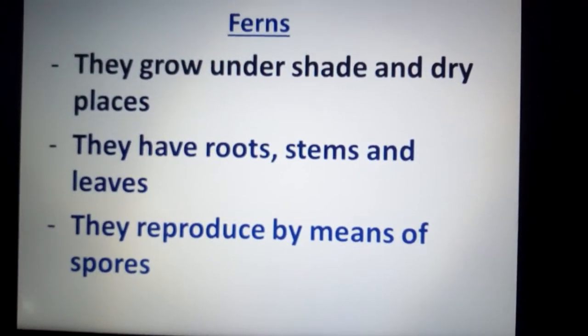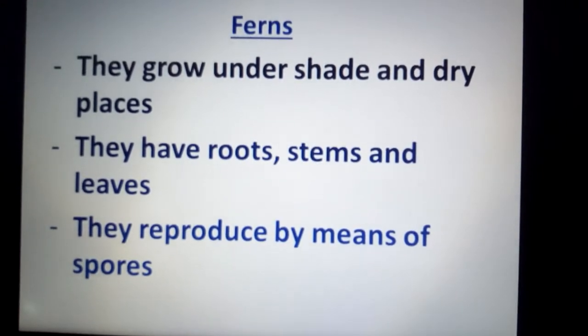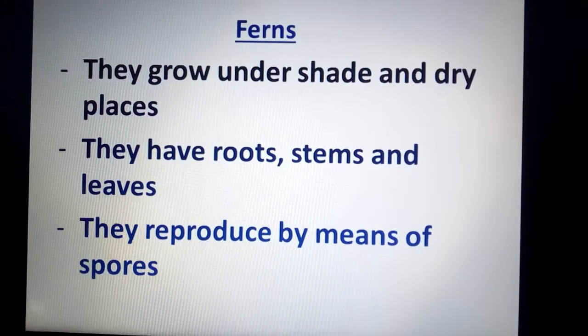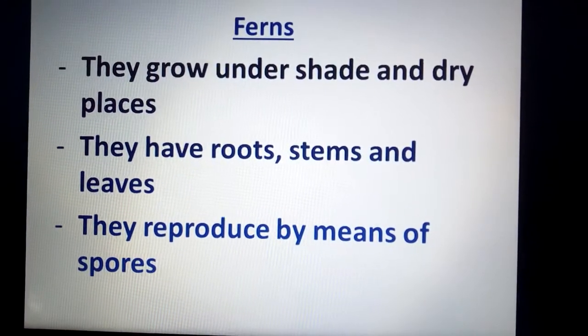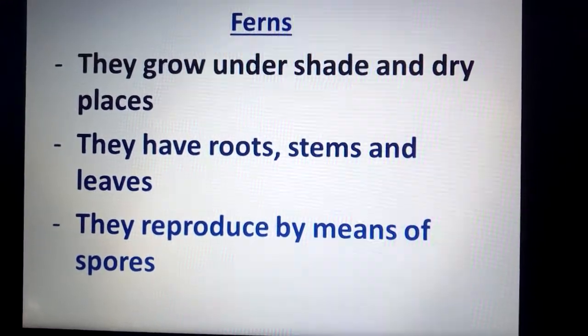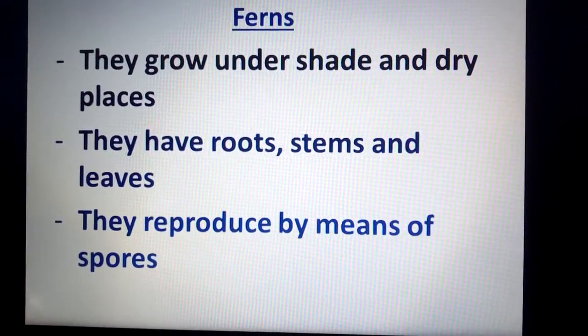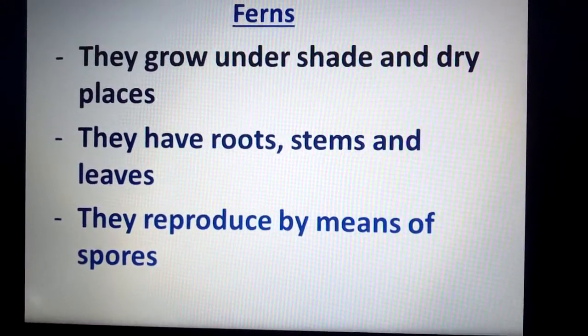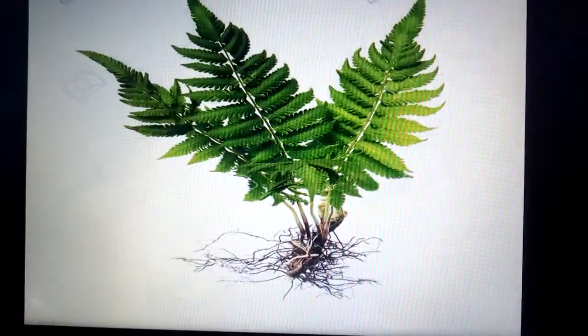Next, ferns. They grow under shade and in dry places. They have roots, stems, and leaves. So this one has well identified roots, stems, and leaves. You can see them clearly as compared to the others. They reproduce by means of spores.